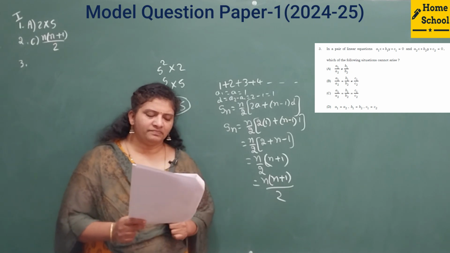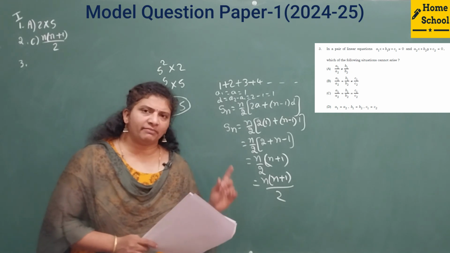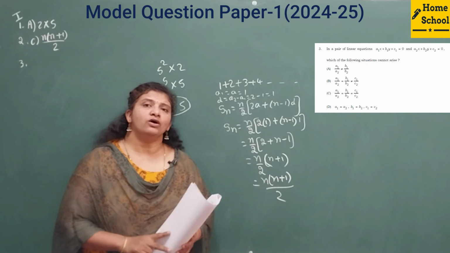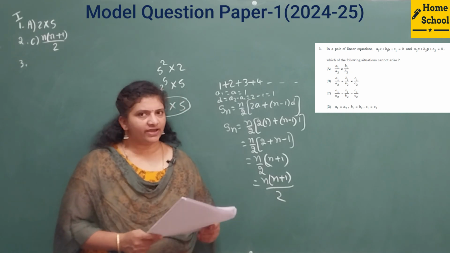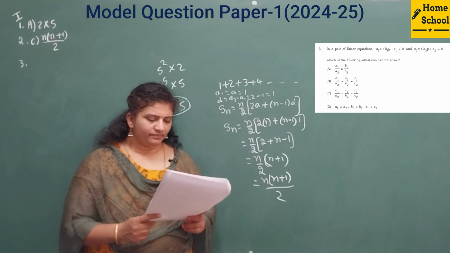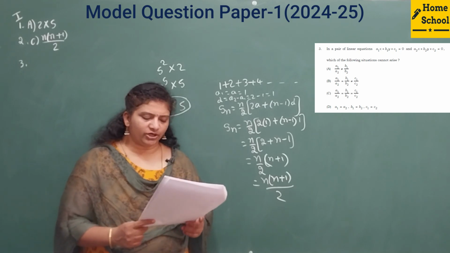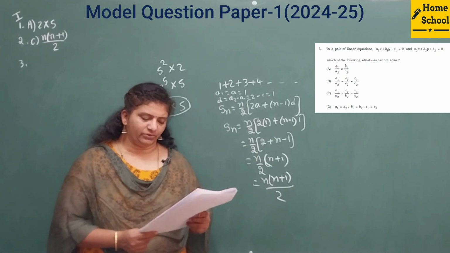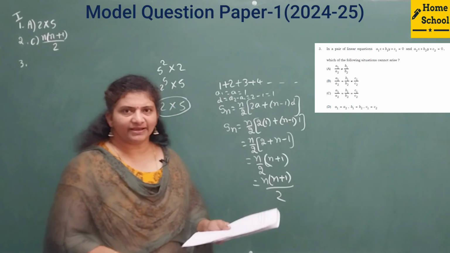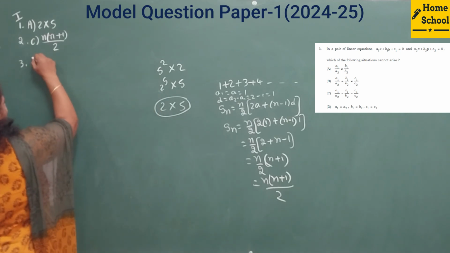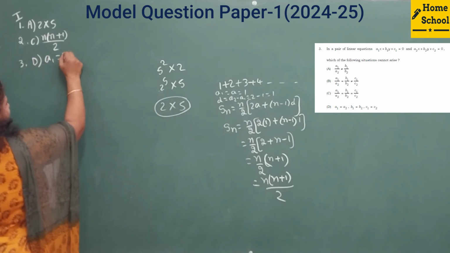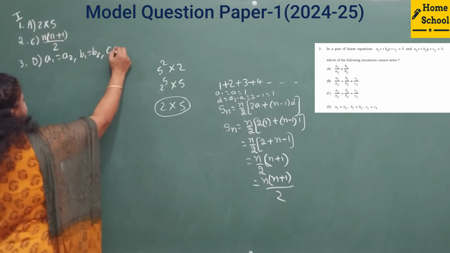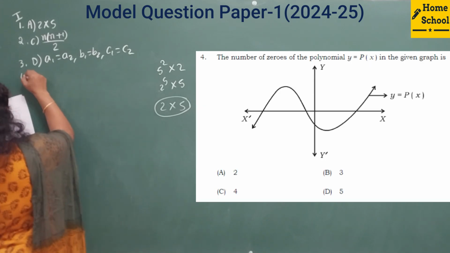See the third one, a1 by a2 equal to b1 by b2 equal to c1 by c2. All the ratios are equal. Then the lines are coincident. This also we have seen. See the fourth one, option D. a1 equal to a2, comma b1 equal to b2, comma c1 equal to c2. This situation cannot arise. So your answer is option D. a1 equal to a2, comma b1 equal to b2, comma c1 equal to c2.